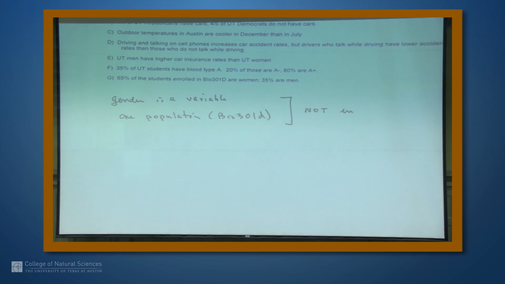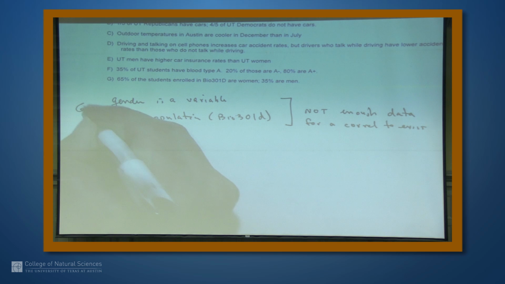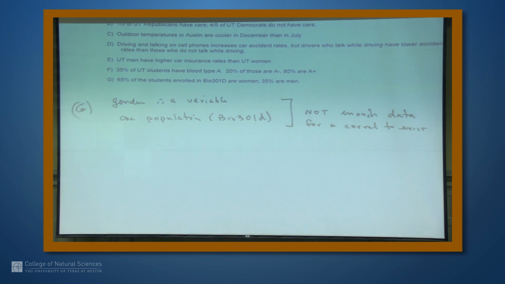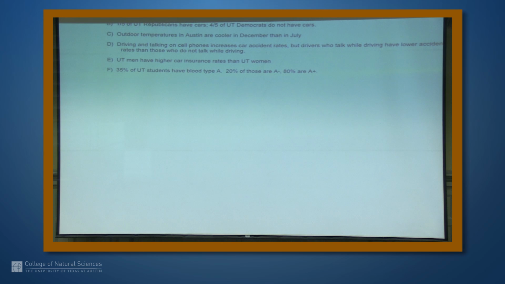We're not saying there's a zero correlation. We're saying there's not enough data for a correlation to exist. This is G. Now let's look at F.